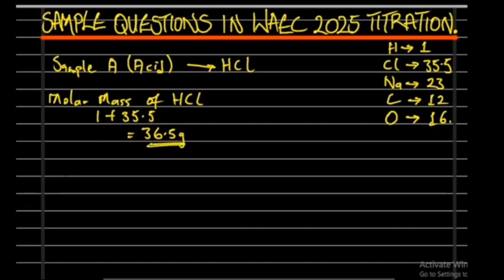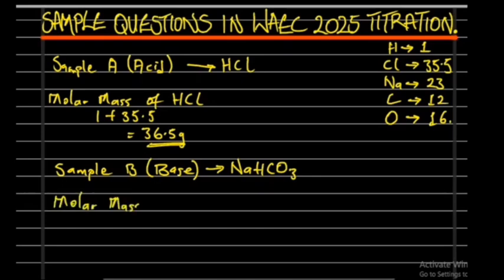And then our sample B, which is our base, is sodium hydrogen trioxocarbonate. That is our B. And so for the molar mass of B, that's our sodium hydrogen trioxocarbonate, this is how it will go.